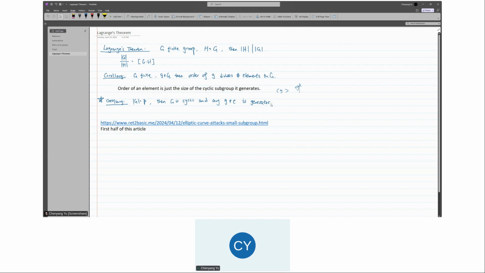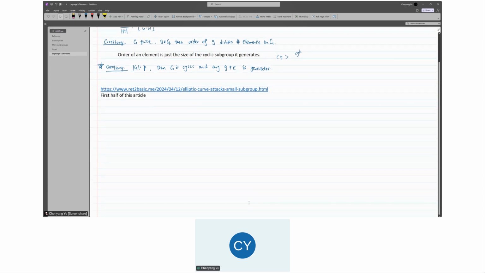For a more thorough explanation, I have that in my article on my personal blog. If you are interested in the proofs and how it is used in ECC attacks, please read my article. It is clearer than what I can talk about right now. Okay, so that's the content for today's talk. That's everything.